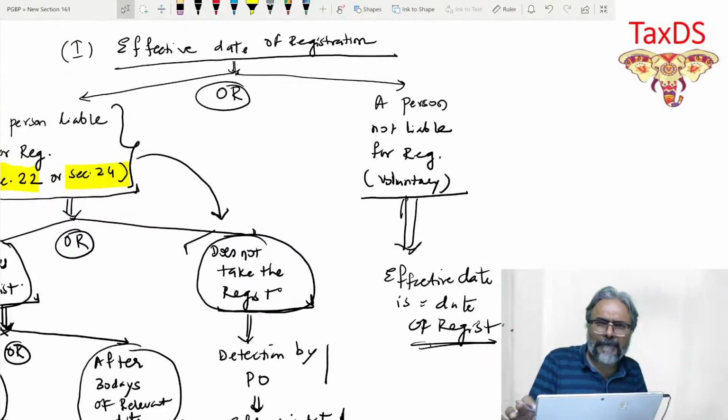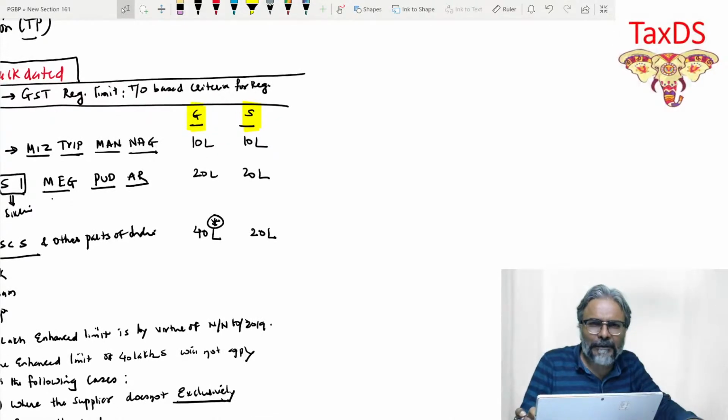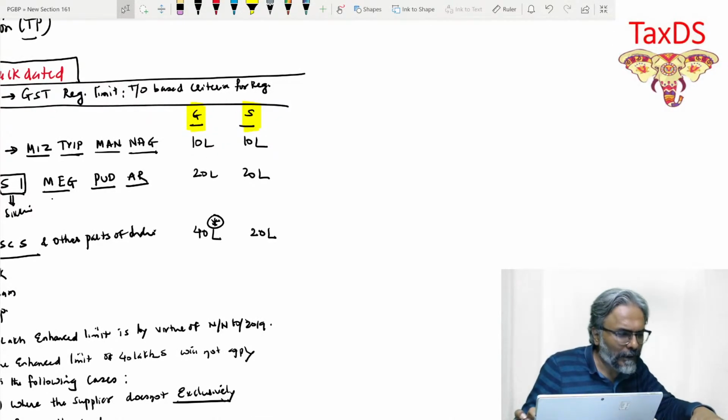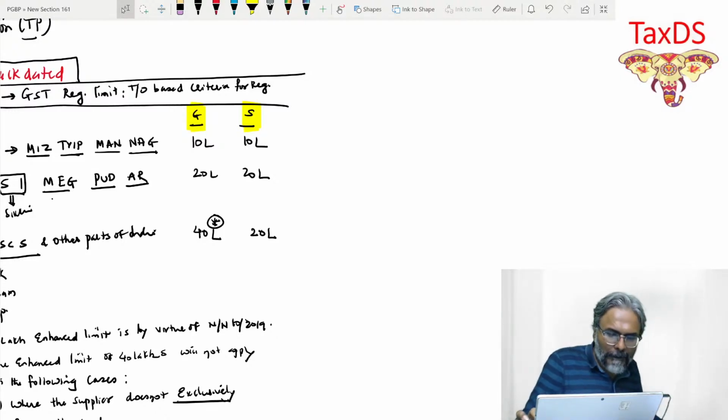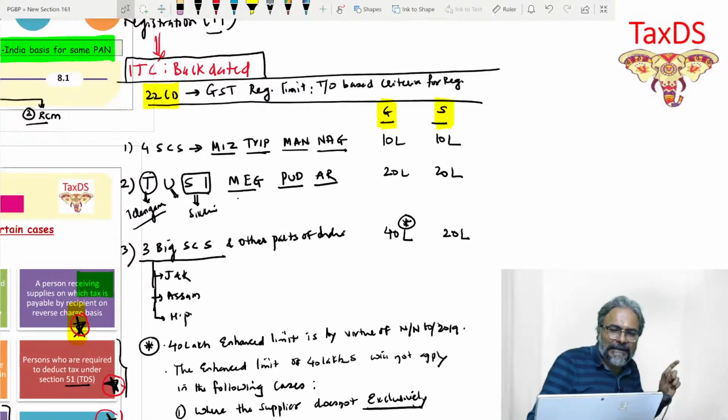And when you are not liable for registration, but you want to take a voluntary registration, then the date of registration would be the effective date. Why is this date so important? As I told you, this was discussed in the ITC topic also. As far as the ITC is concerned, what we have discussed is that only a registered person, students, can take up the ITC.